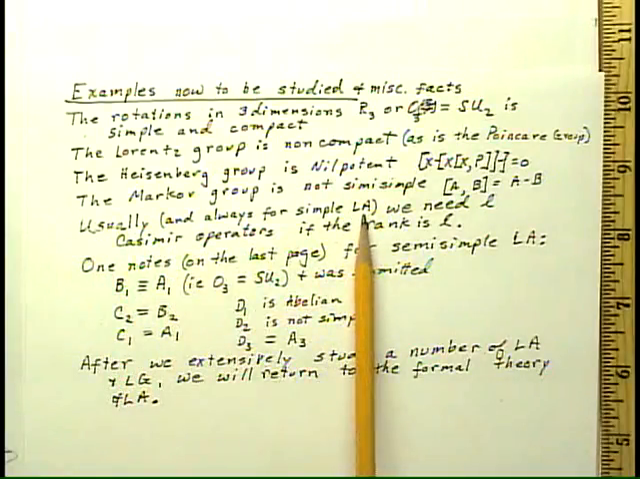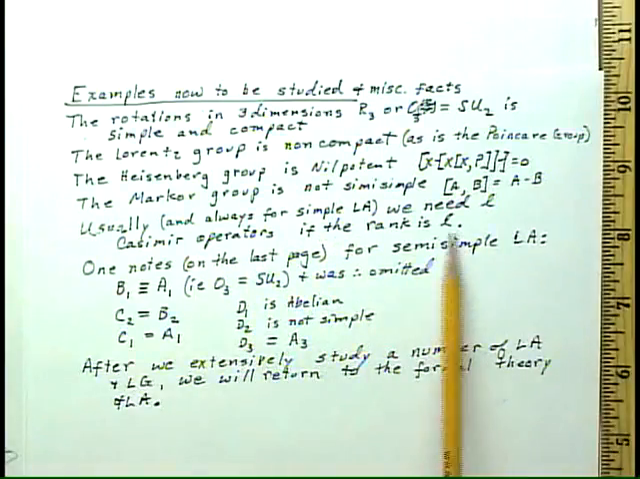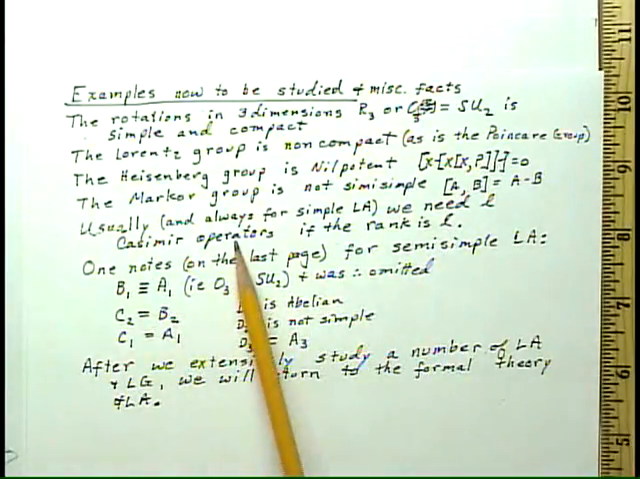Usually, and always for simple Lie algebras, we will need L Casimir operators if the rank of the algebra is L. So when we have a rank 4 algebra, if it's semi-simple, we're guaranteed that we need exactly L Casimir operators to specify the representation space that is irreducible.